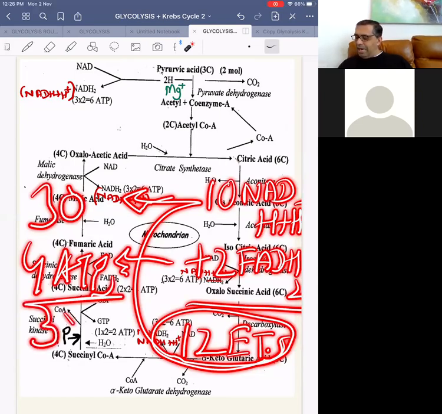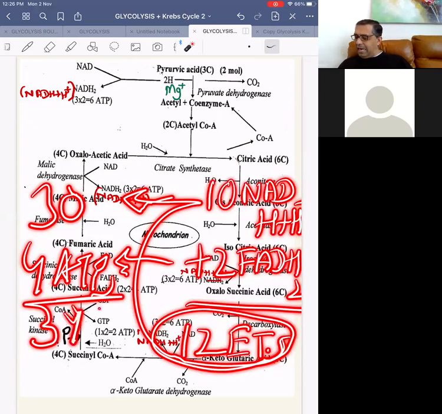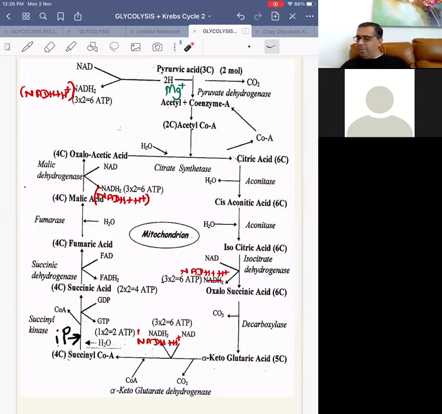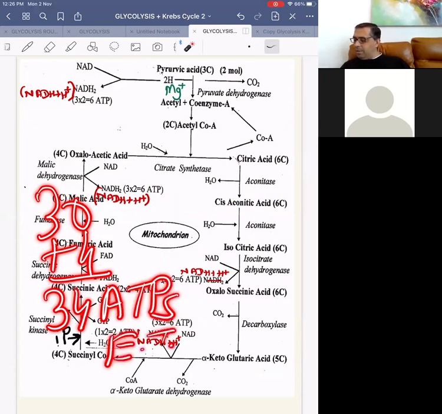How many ATPs are we getting? A total of 34 ATPs are getting produced. 30 plus 4, 34 ATPs are produced by ETS. From the electron transport system, you get a total of 34 ATPs.